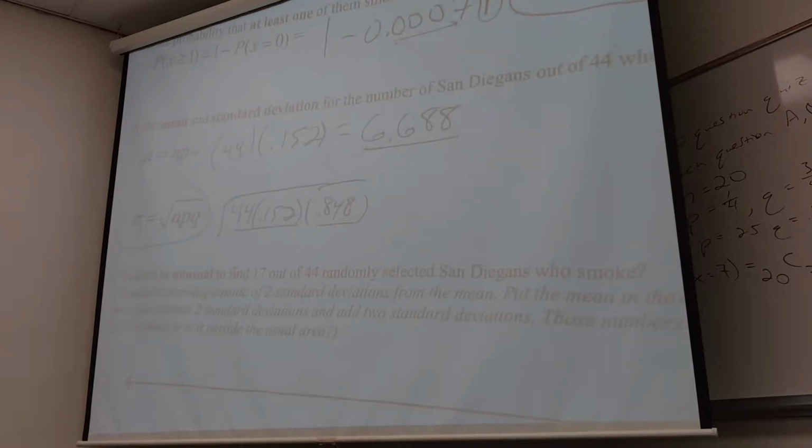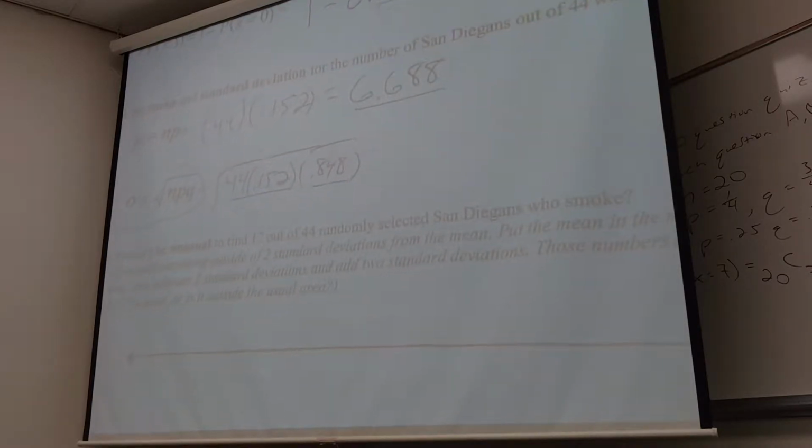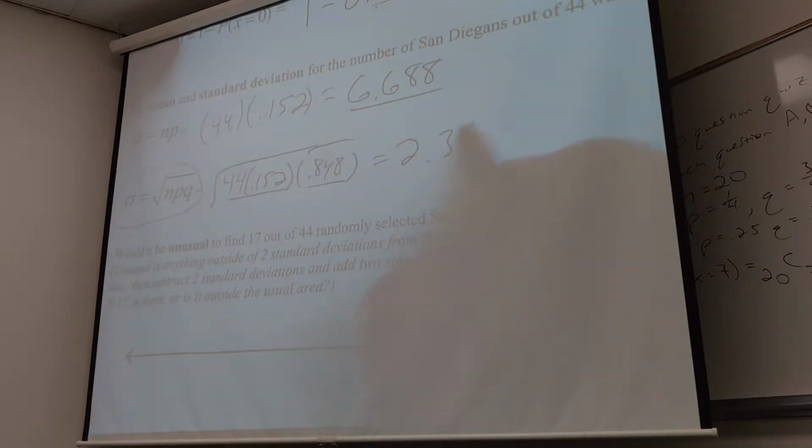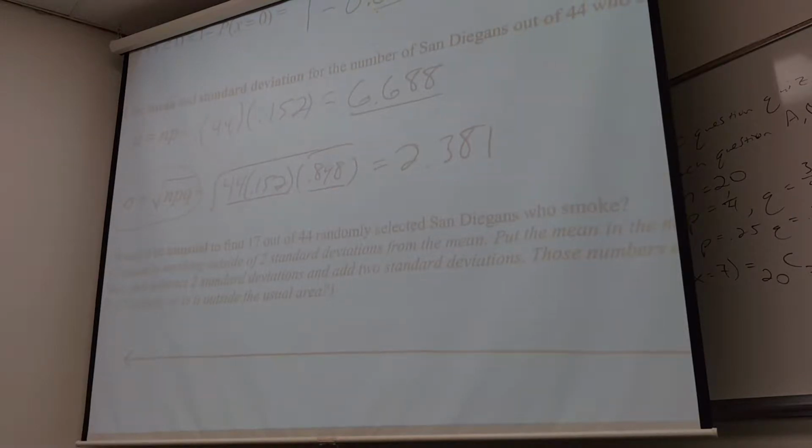All right? So somebody help me out. 2.38. 2.38? 1.4. 1? Okay. So remember, a standard deviation, no matter where it came from, you've got to go at least 3 places. Cool.